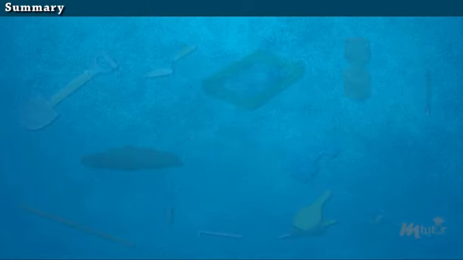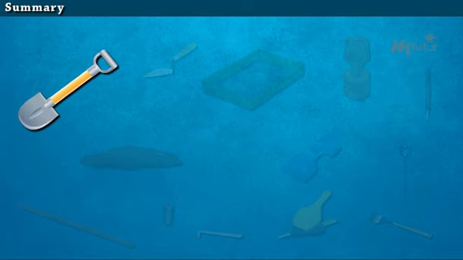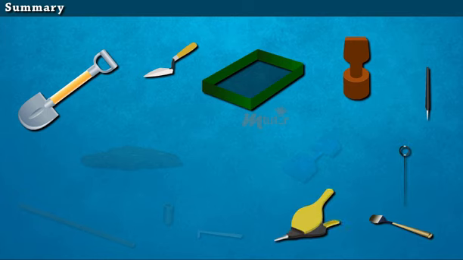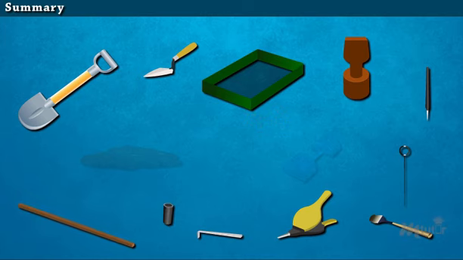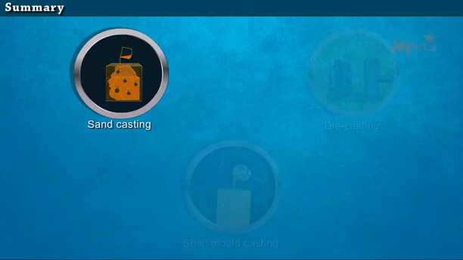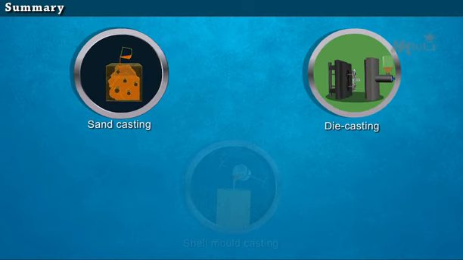Summary. In this topic, you have learnt about various tools, materials, and equipment used in sand casting: shovel, trowel, riddle, rammer, draw spike, vent wire, slick tools, bellows, lifter, sprue cutter, strike-off bar, pattern, and molding sand. Processes involved in sand casting, die casting, and shell mold casting.